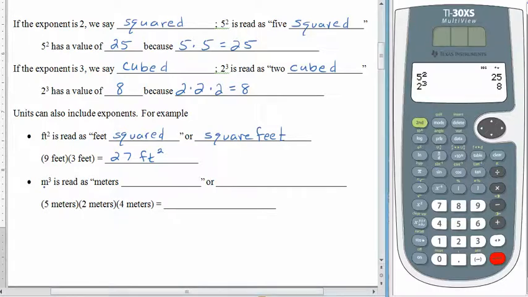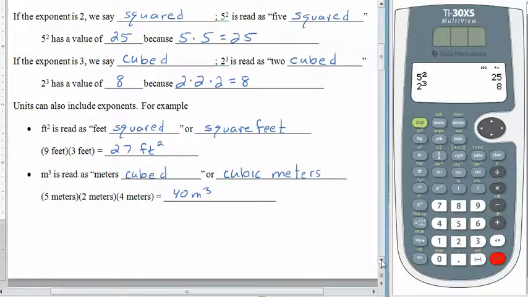This M stands for meters, so this is meters cubed. Or we could say cubic meters. That's a type of volume. If we were multiplying 5 meters times 2 meters times 4 meters, 5 times 2 is 10, times 4 is 40, and then meters times meters times meters gives us meters cubed. All right, let's head on to our next page.